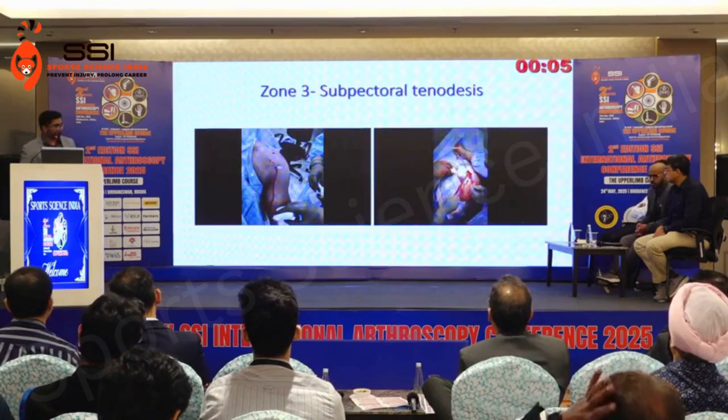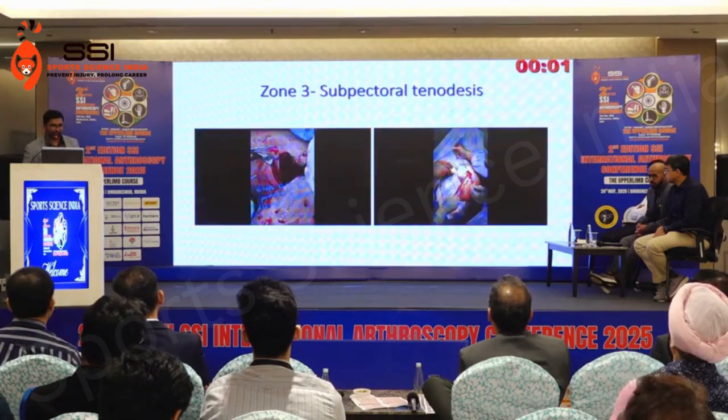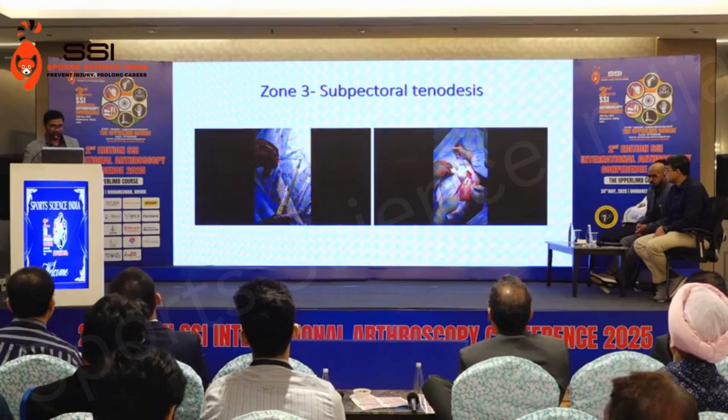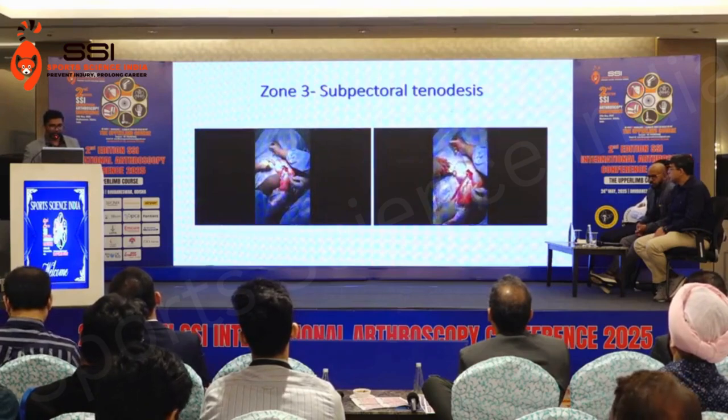Zone 3 is a subpectoral tenodesis, so it's a kind of mini open procedure. Identify the biceps in the subpectoral region, identify the groove, and then I use an eyelet-based device from Arthrex to do the fixation in the groove.